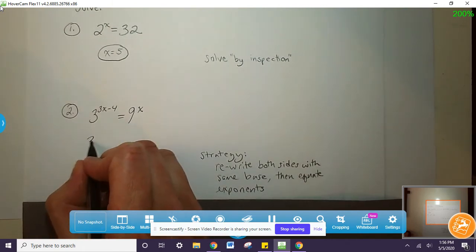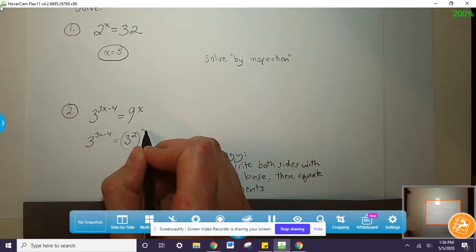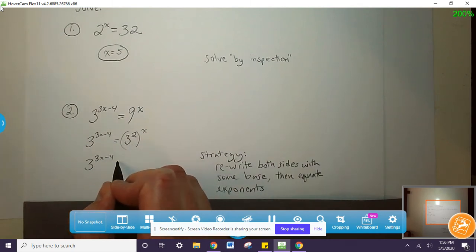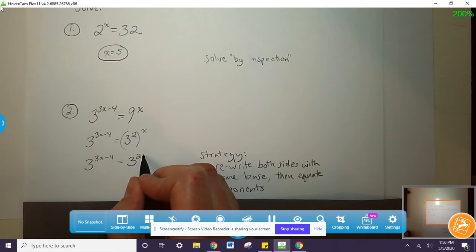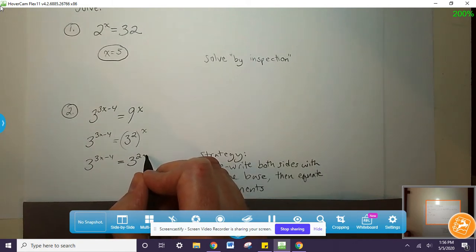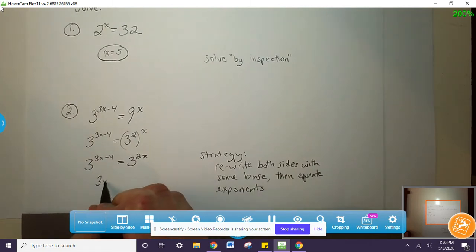So I'm going to just copy the left-hand side. I'm going to change 9 into 3 squared. So I replace 9 with 3 squared. And then using a little property of exponents here, if you have a power to a power, you're going to multiply those. And what we have is 3 to this power equals 3 to this power. So what we're allowed to do because of the property we discussed the other day is we can equate the exponents. So I can set this exponent equal to that exponent and then just solve this equation. So the 4 is going to have to get added to the other side. The 2x is going to have to get subtracted to the left-hand side. And we're going to get x equals 4 as our final answer.